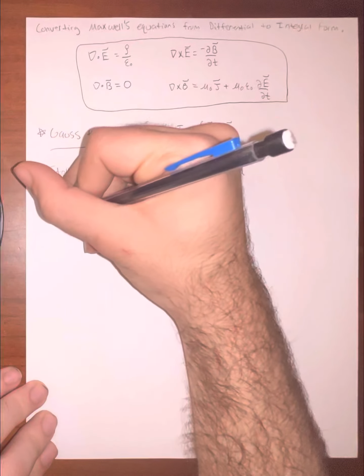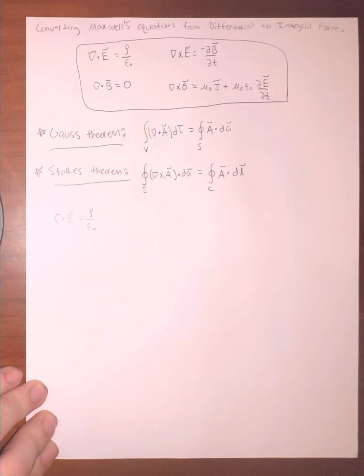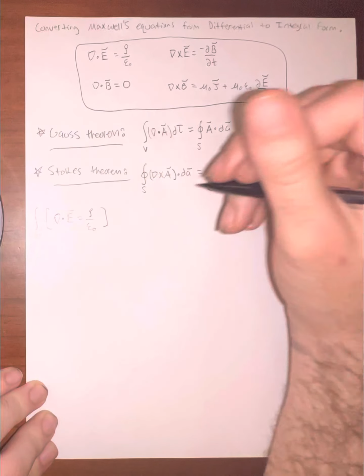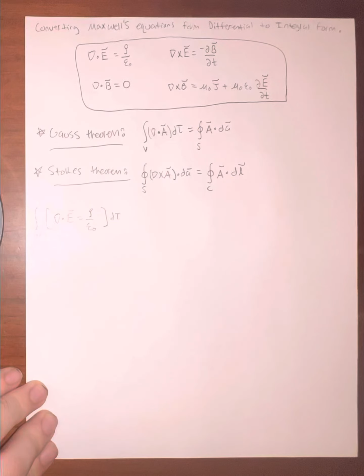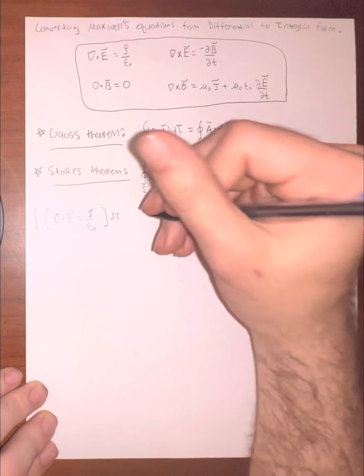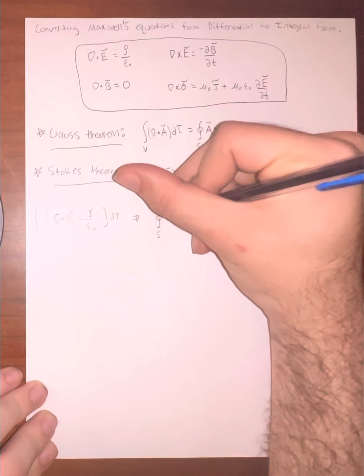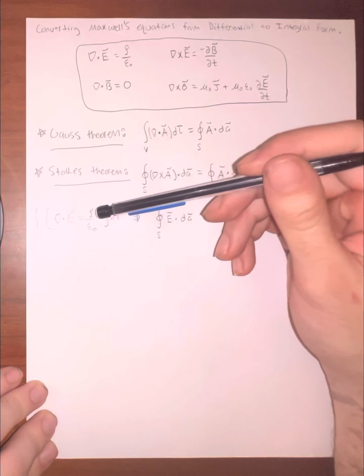So just starting out with Gauss's law, if we integrate each side over the volume, so if we just do integral d tau, then we find that the surface integral of the electric field dotted with the area, and now let's think about this right side for a second.